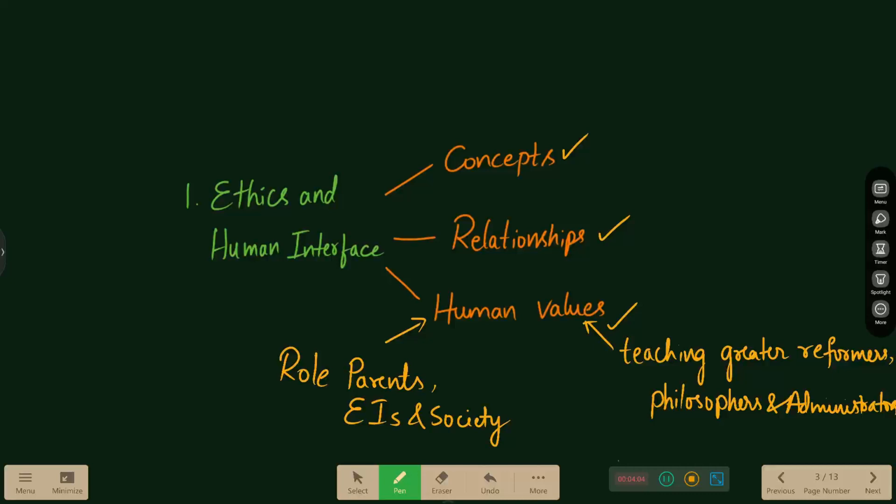Fine. In the first chapter, you need to know the concept of ethics, where you will study ethics, morals, values, the relation between them, difference between them, types of ethics, approaches to ethics, sources of ethics, the consequence of ethics in human action, role of ethics in private and public life, private and public relationships, and in human values, the role of parents, society, and educational institutions in inculcating human values, and what we can learn from the teachings and lives of great reformers, philosophers, and administrators. This is with respect to chapter 1.